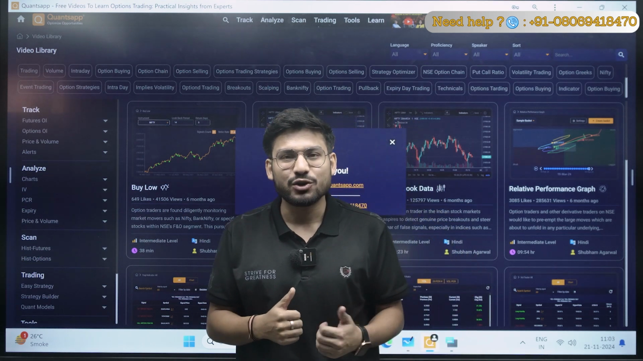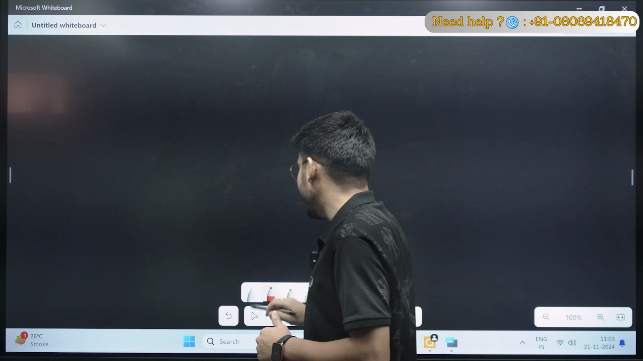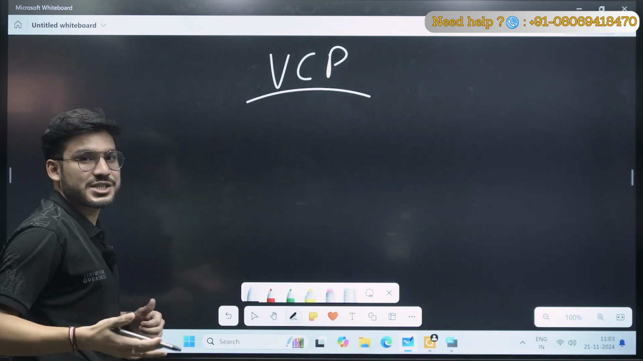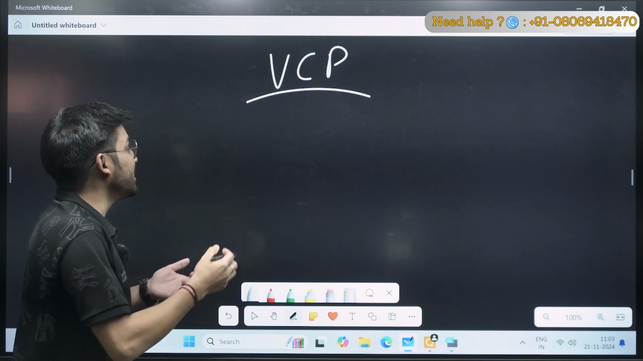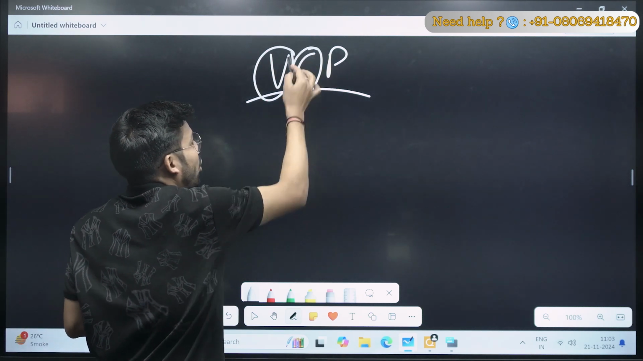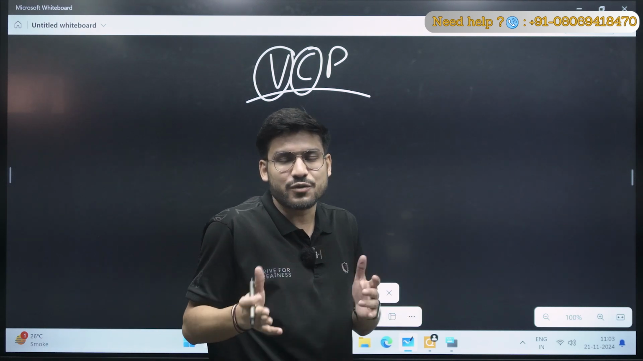So let's start today's lesson. In today's lesson, we will be talking about VCP. VCP stands for the Volatility Contraction Pattern. As the name suggests, we will be talking about volatility, and whenever my volatility will be contracting, at that time I will initiate my trade, but with certain confirmation as well.